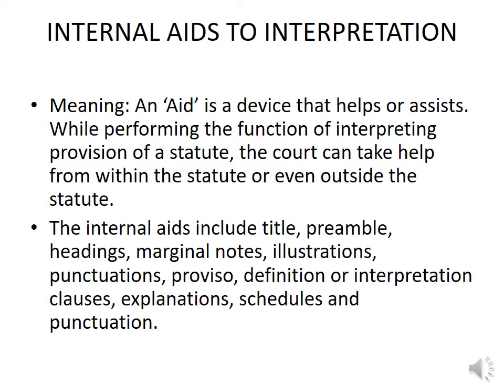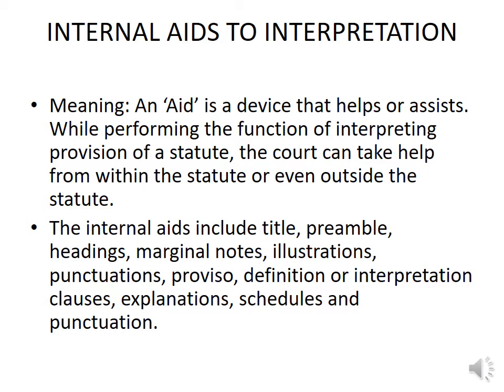Interpretation क्यों करते हैं? जब कोई word, phrase या statute का कोई section ambiguous हो या दो meaning दे रहा हो या confusing हो या absurd हो, कोई meaning ही नहीं दे रहा हो, तो हम judges को interpretation करने की ज़रूरत होती है, meaning derive करने की ज़रूरत होती है. अब meaning derive करेंगे तो फिर help भी लेनी पड़ेगी. तो दो तरीके की help होती है, internal aid, external aid.